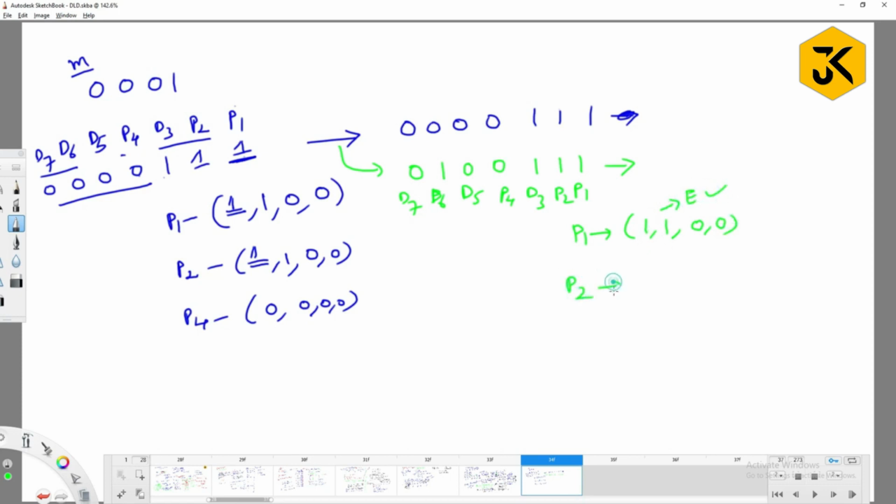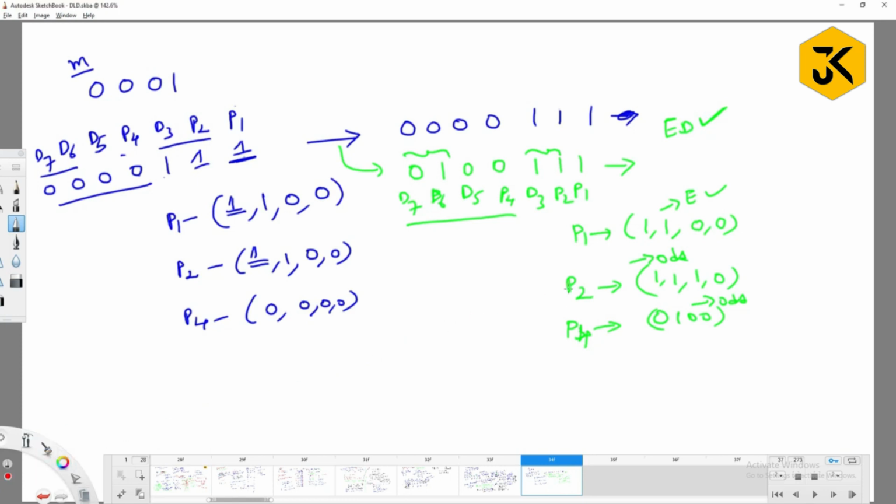If I calculate P2, 1 1 1 0, right? P2 means these two and these two. Now I got odd parity. Obviously, as I got odd parity, I can say that an error is detected. Now I will calculate P4. P4 means the combination of all these, 0, 1, double 0. As I again got odd parity, I can say that an error is detected. But the question is where the error is. Finding that is what I call error correction.